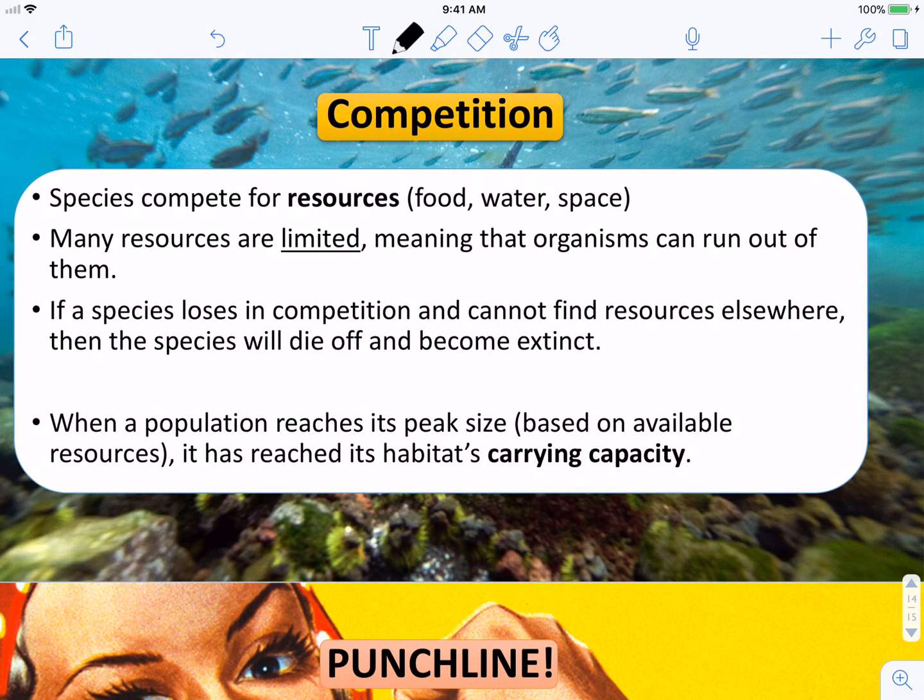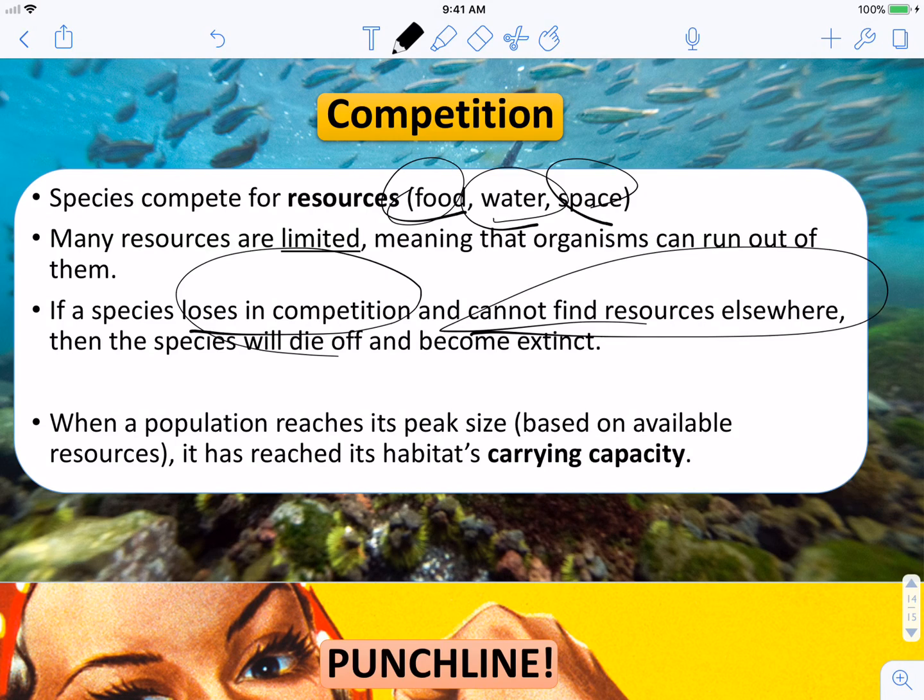Competition is when we compete for resources such as food, water, and space. So resources are limited, meaning that we can run out of them. So if we run out of food, water, or space, organisms aren't going to survive anymore. So if you lose a competition and you can't go somewhere else to get what you need, then you're going to die. It's that simple.